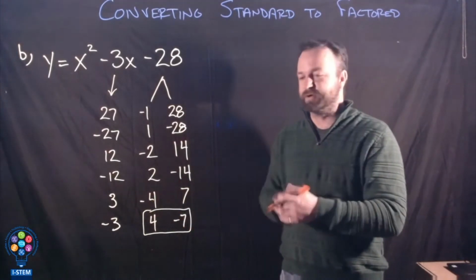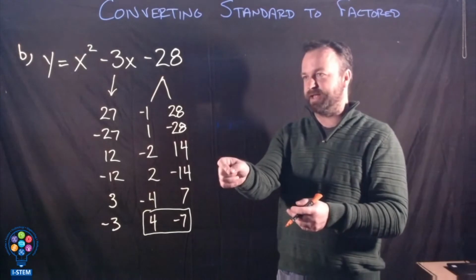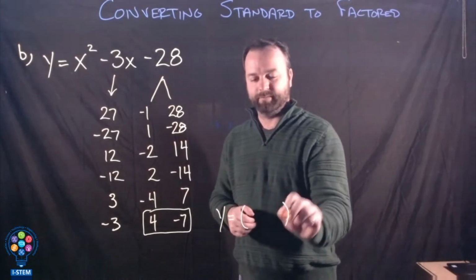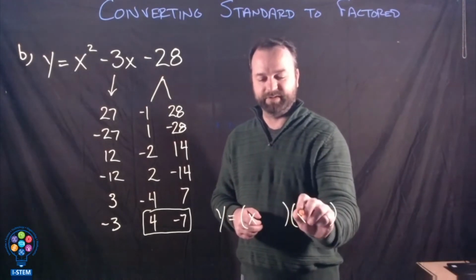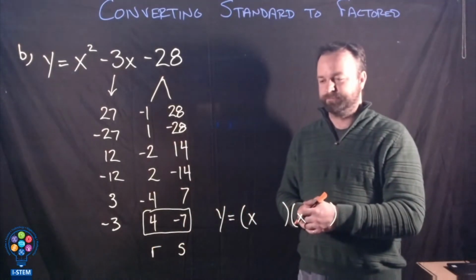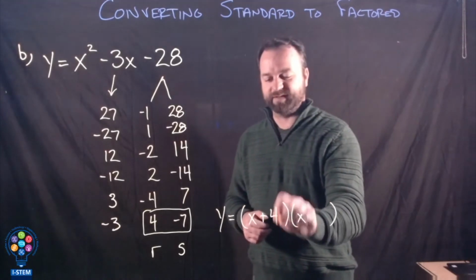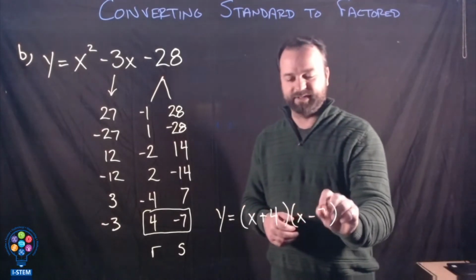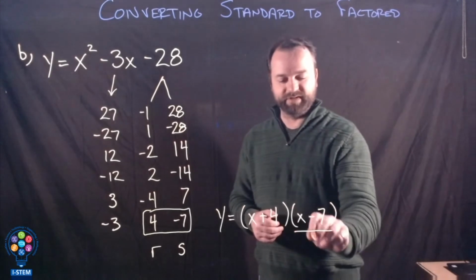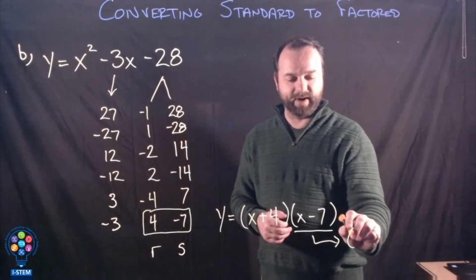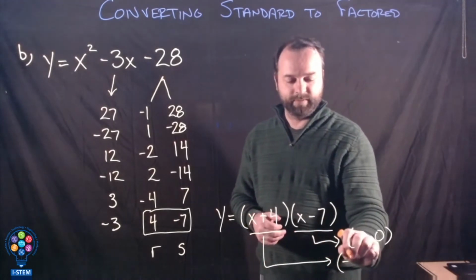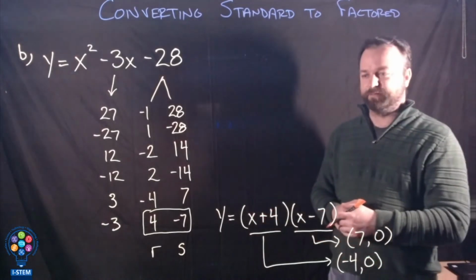So I found my two numbers that multiply together to make negative 28 and add together to make negative 3. So let's finish off this factoring. I'm making two factors using these values as my r and s values. So I have x plus 4 as my first factor and x minus 7 as my second factor. And then remember, these are important because they tell us our x-intercepts. I have an x-intercept at 7 and 0, and another x-intercept at negative 4 and 0.